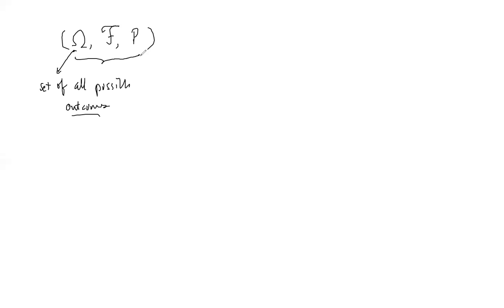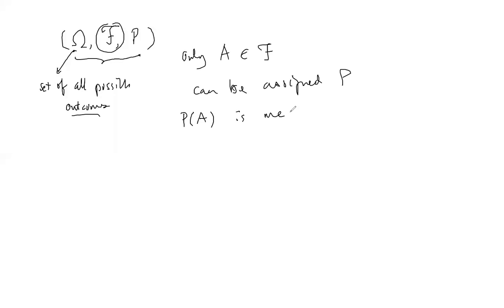And then P is the measure. So you assign a measure to the sets. Take note that only elements in F can be assigned a measure P. So it's meaningful only if A is inside F. So this has to be made very clear.